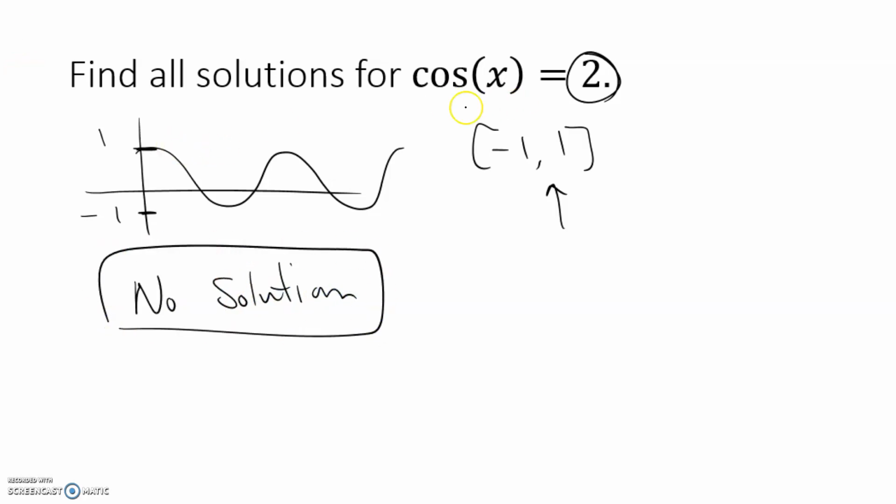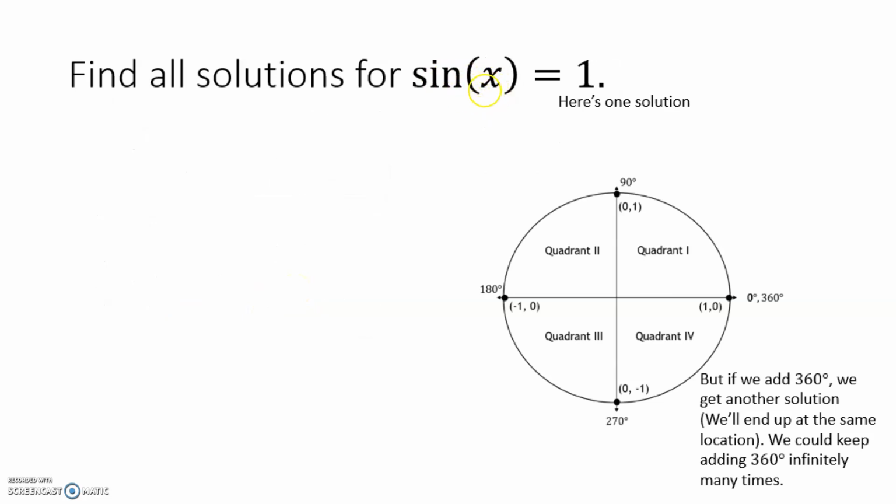Because if you're just looking at cosine of x, you'll have this shape right here. Your graph won't ever cross this 2 up here. So you really don't have a function at 2, which means there's no solution. And then we'll look at sine of x is equal to 1.